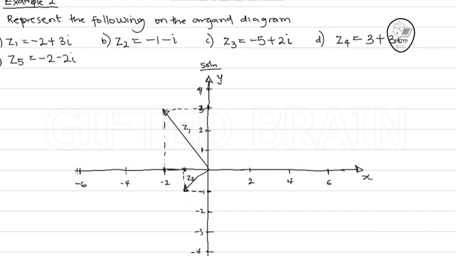This is my z2. Again, is my z3. Minus 5 plus 2i. Minus 5 on the x-axis, so my minus 5 on the x-axis will be like here. And then again plus 2i somewhat here. So I'll connect those 2 points. This is what we have.